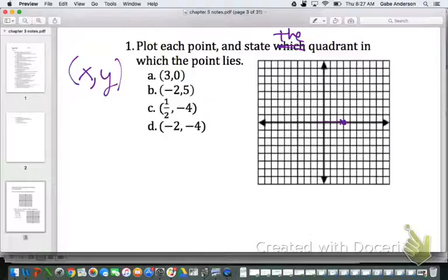What quadrant would that be in? It's not in a quadrant. Great question. It's on the x-axis. It's not in a quadrant. So what would we say for that? Just no quadrant? Yeah, none. So we'll say no quadrant on that one.